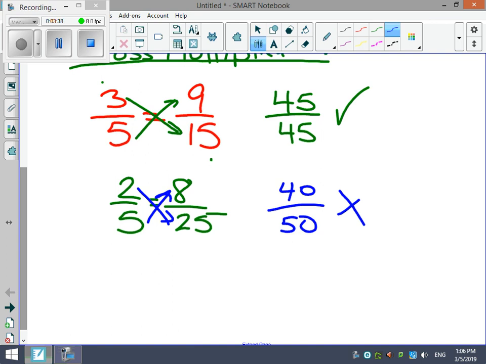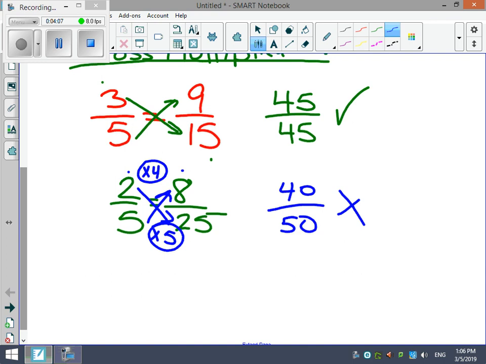And if you were to look here, you could actually see it. 2 into 8 is times 4. I had to multiply the 2 times 4 to get 8, but 5 to 25 is times 5. You can see that it's not the same factor that you're multiplying the ratio by, so it will not be proportional. So that's one way that we use cross multiplication. We use it to do a check to see if our ratios are proportional.